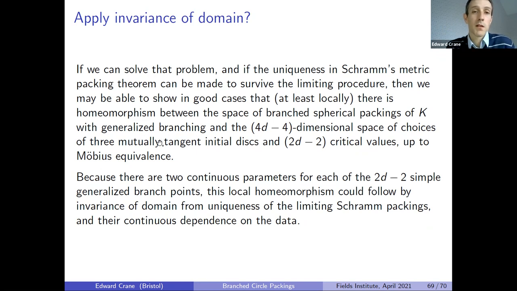And we have some choice about the initial normalization. And it turns out that when you count the number of degrees of freedom that you have in choosing the critical values to make the surface, the parameter counts agree. So there's a chance that you could use the invariance of domain theorem, proving that the generalized packings depend continuously on the parameters and some properness, in order to show that there's a homeomorphism between these two ways of parameterizing these types of packing.